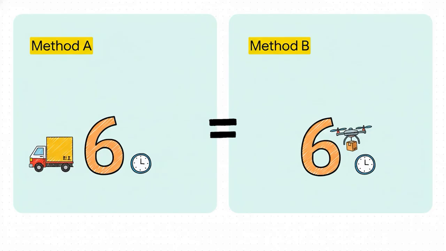Okay, imagine you're running a business and you've got two shipping options on the table. Method A and Method B both have an average delivery time of 6 days. On paper, they look exactly the same, so it doesn't really matter which one you pick, right? But what if one of them is actually super reliable and the other one isn't?